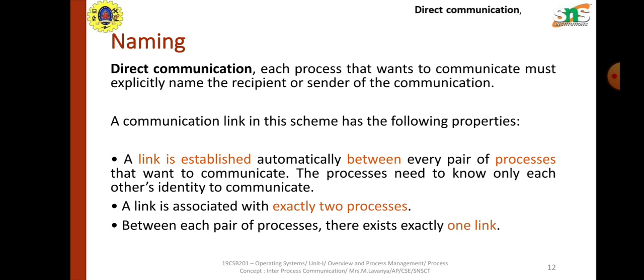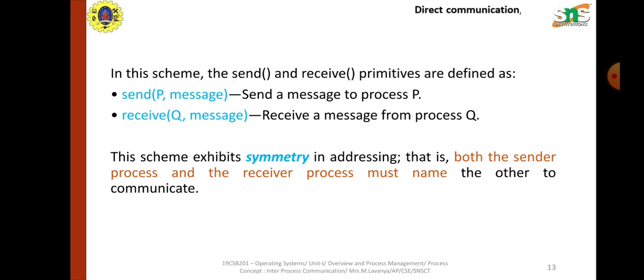A link is established between the processes that want to communicate, that is the sender and the receiver. The processes need to know the identity of the process involved in the communication. The sender must know the identity of the receiver, and the receiver must know the identity of the sender. Only one link is established between the sender and the receiver process. So the sender sends the message to the receiver, and the receiver receives that message. This is the concept of direct communication for implementing inter-process communication.